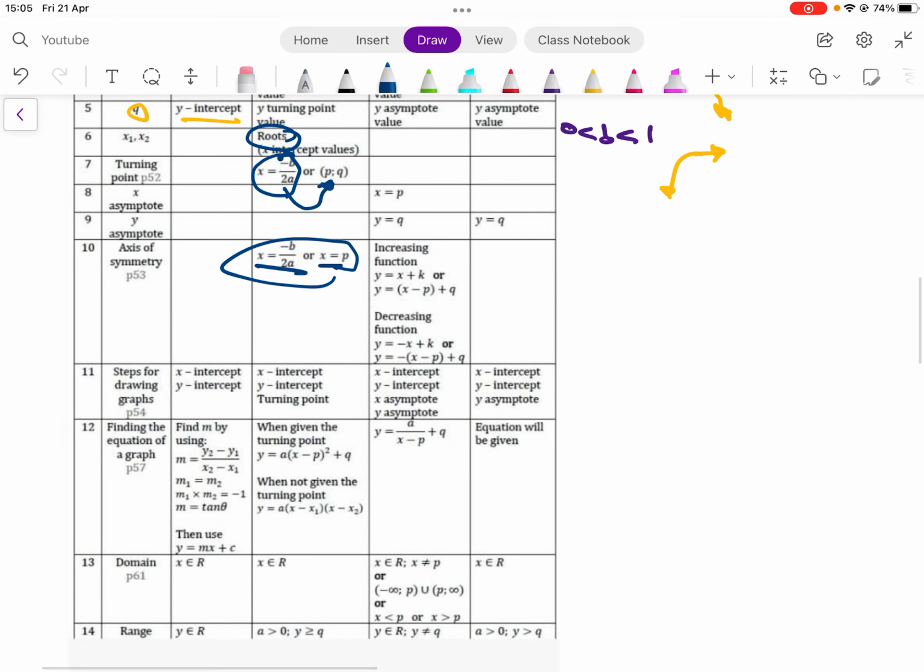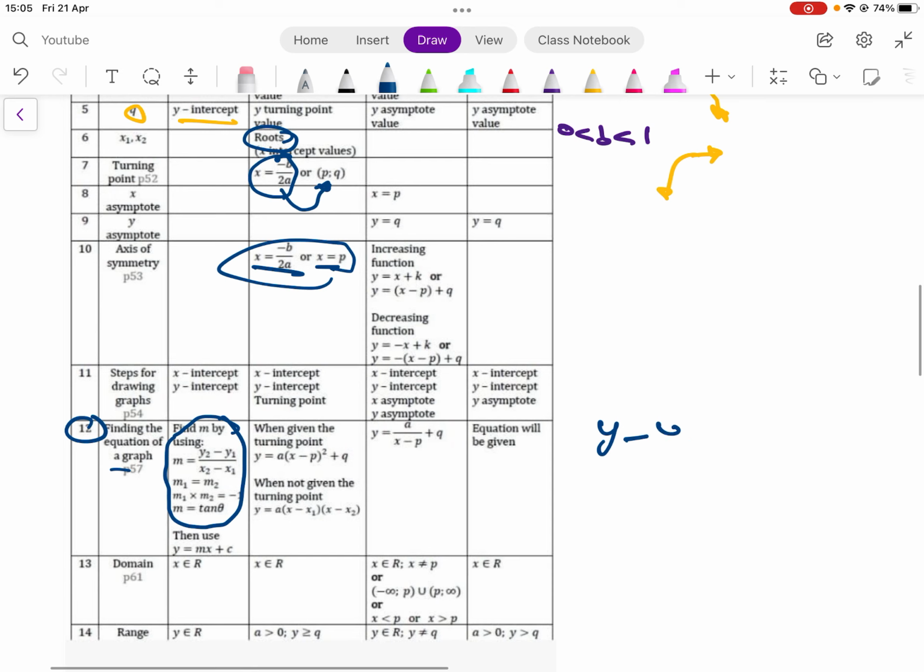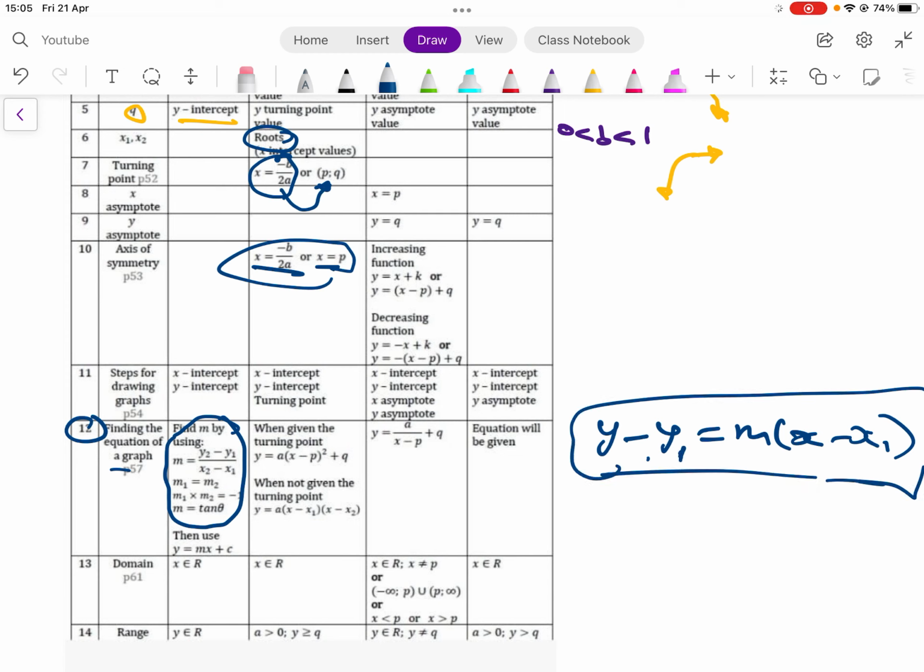We can have a situation whereby you are required to find the equation of a graph. When you're required to find the equation of the graph, you can use different approaches depending on what you are given. Sometimes, especially for the linear, it's always easier to use the equation that we were using when we were doing analytical geometry. You can use this when you're given a point on the line, as well as maybe you have a way of finding the gradient or the gradient is given. You can just use this and then you'll be fine.